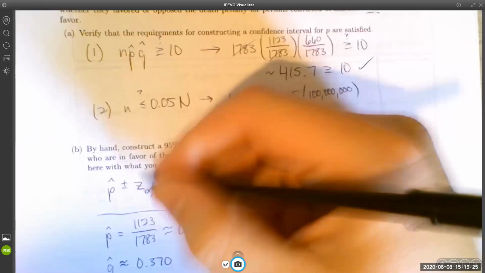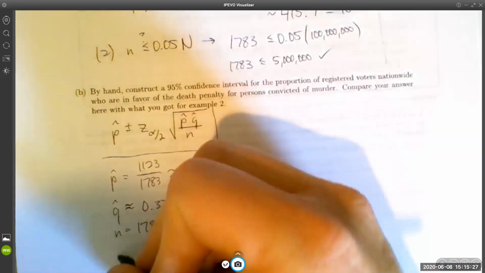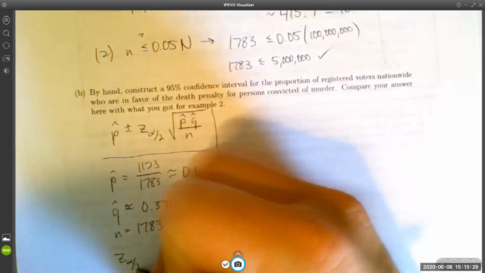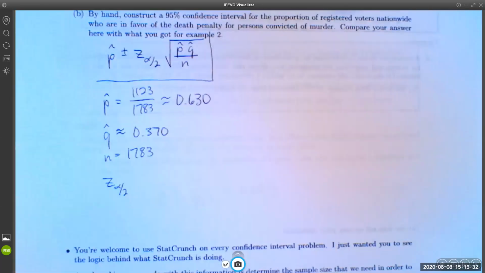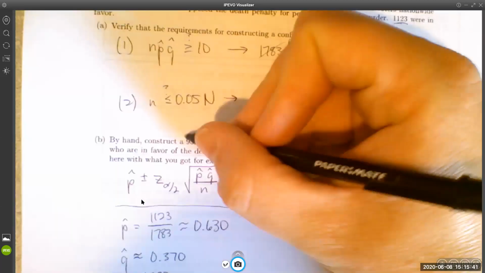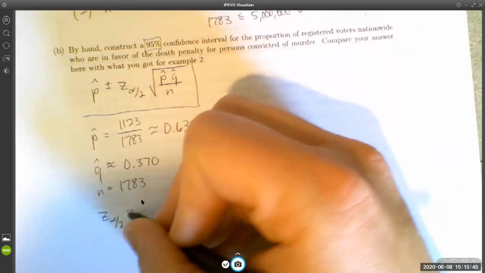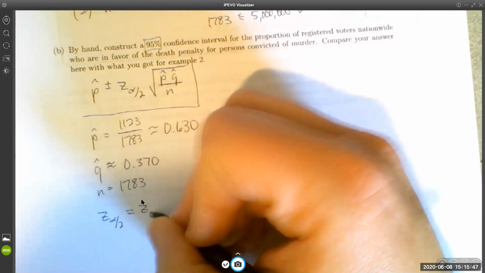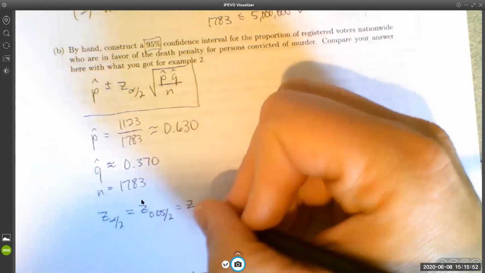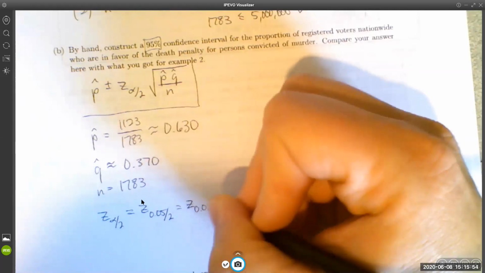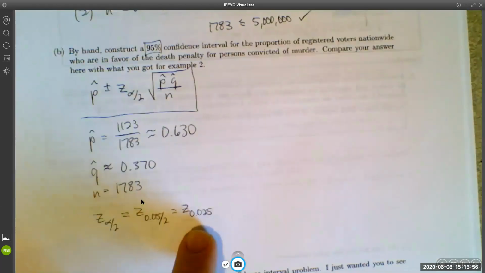The last thing that I need is this z sub alpha over 2 business. Now, you'll never need to do this as far as I know, but let me just show you where you could get the z sub alpha over 2. If we want a 95% confidence interval, then alpha is 0.05, right? So z sub alpha over 2 in this case would be z sub 0.05 over 2. And 0.05 divided by 2 is 0.025. So we're looking for z sub 0.025.